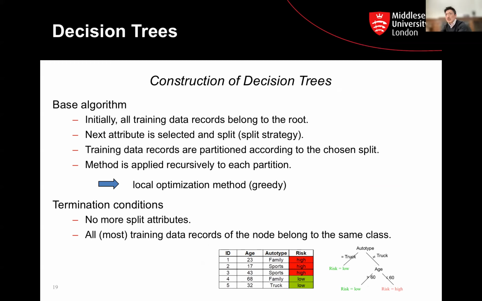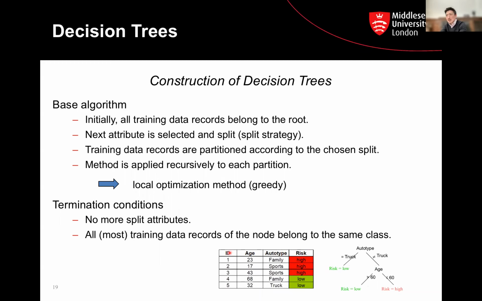Okay, and in terms of how this works, as I said, we start from the root, and you need to decide here. You're going to pick an attribute. This can be any of the attributes available. In our case, this will be age or auto type. The risk is what we want to predict, so we can't include that.